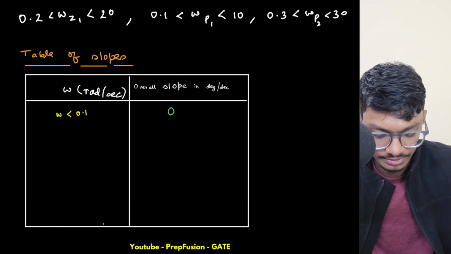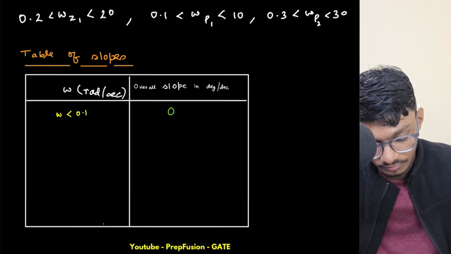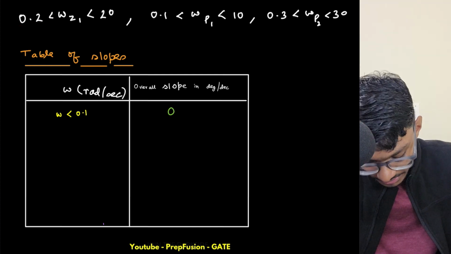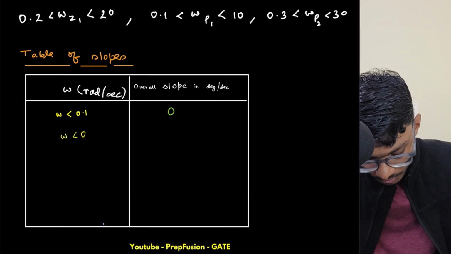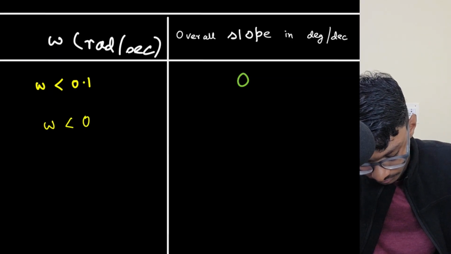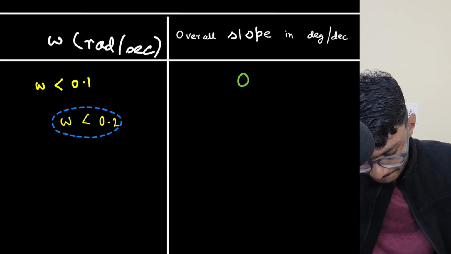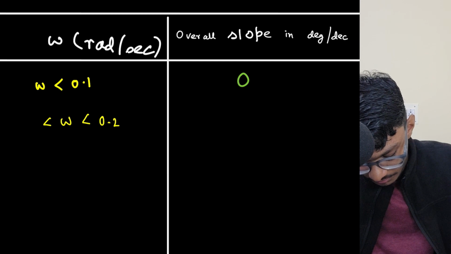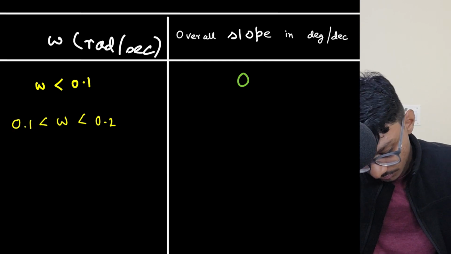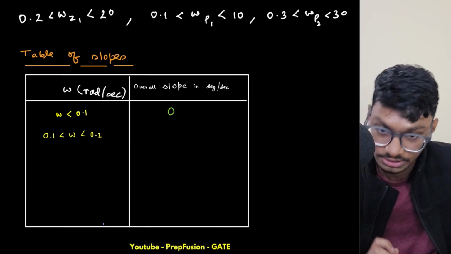Now after this, what is happening? What is the next least range? 0.1, and what is the next least one? 0.2. Okay, nothing is lesser than this 0.2. So I will write the range as omega between 0.1 to 0.2. Okay, so this is one case. Now this is about this one.